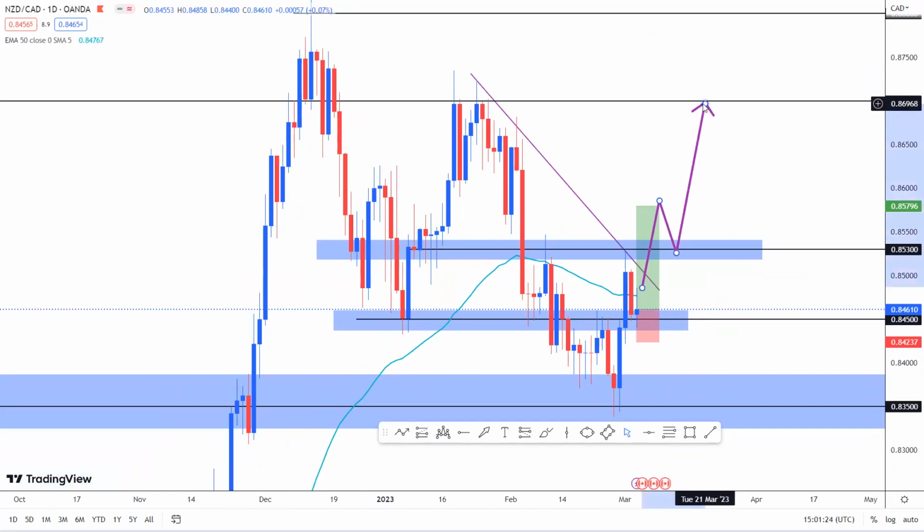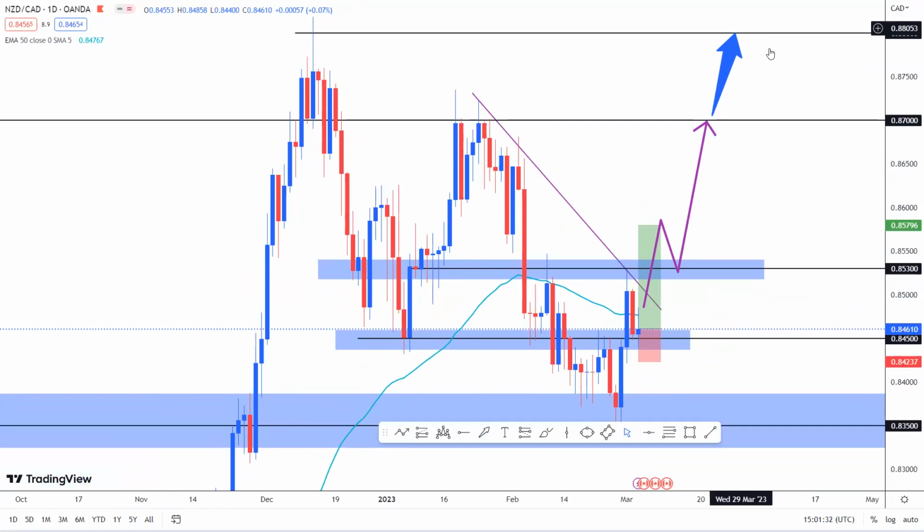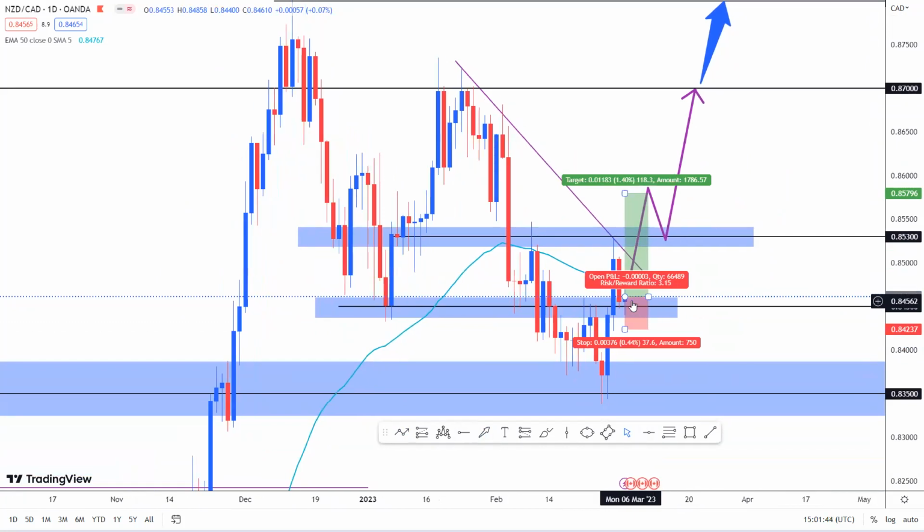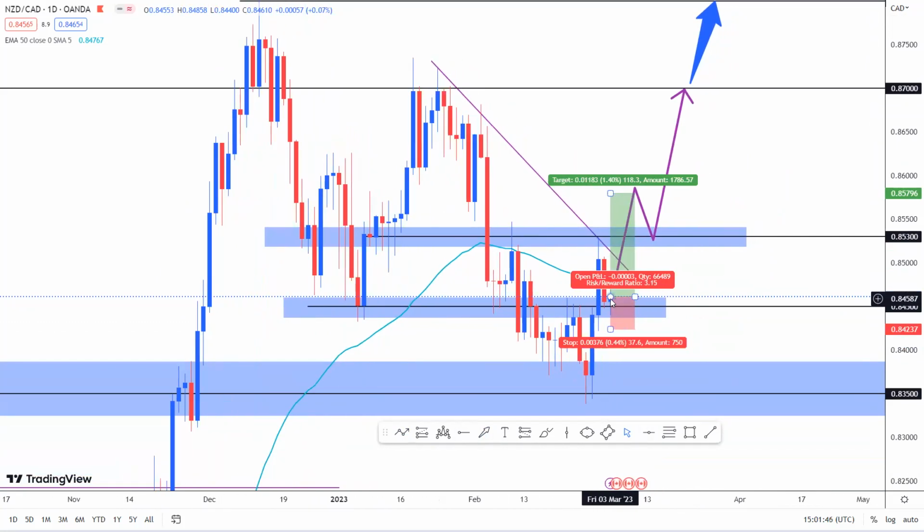So first take profit level, and then if we have a daily close above this level, we would most likely be expecting price to come into this level right here. So you can choose to get in on your longs, more like a risk entry, right at the open of markets tonight.